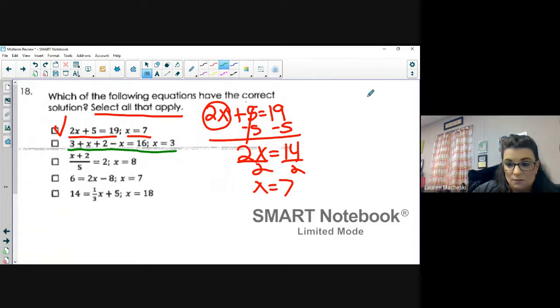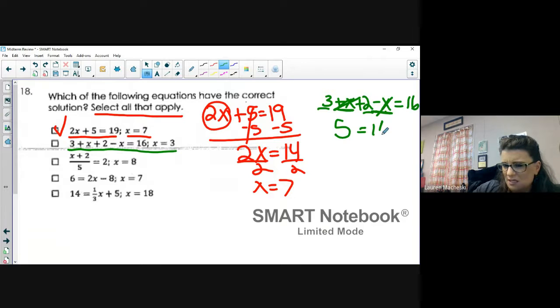Check that next one. 3 plus x plus 2 minus x, is that going to equal 16? Well, it looks to me like on the left-hand side I have some like terms. So 3 plus 2 is 5. 1x minus 1x, wouldn't that just be 0? So I'm left with 5 equals 16, which is not true. My variable disappeared. It's not true, so it would be no solution. So are they right here? They're absolutely not.